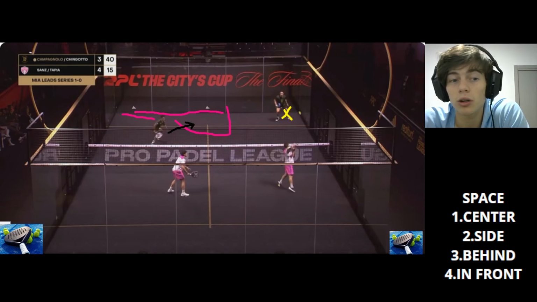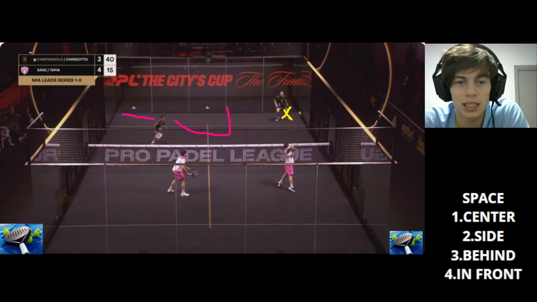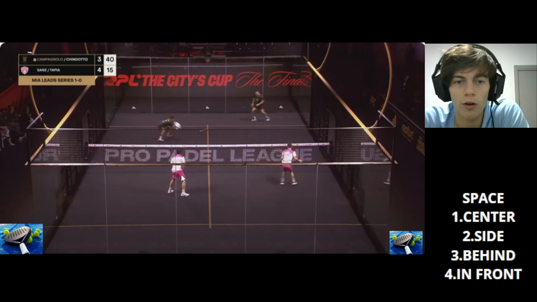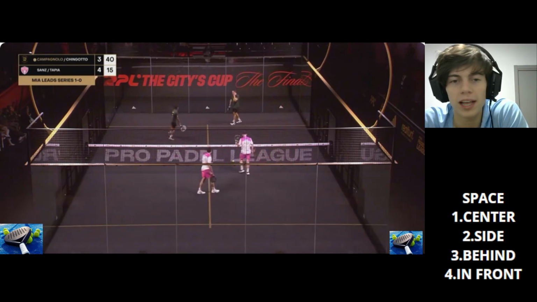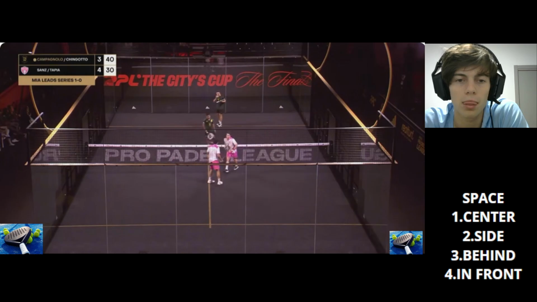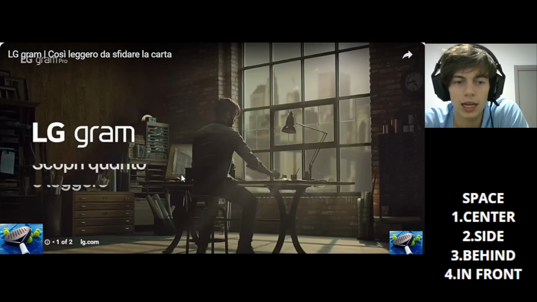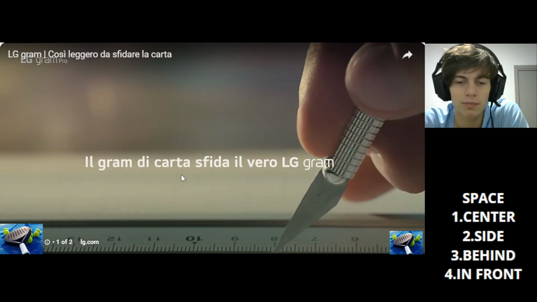And in this case, we can talk about space in the middle, and now we will see a little bit of tactic on the next serve. So space here wins the point straight away, and yeah, very lovely.